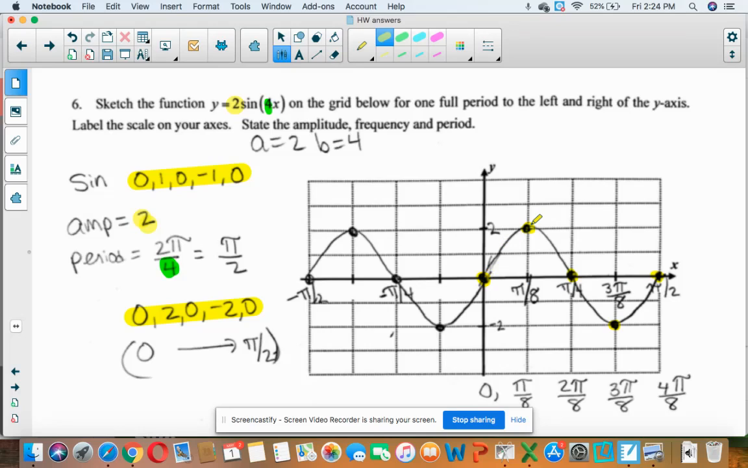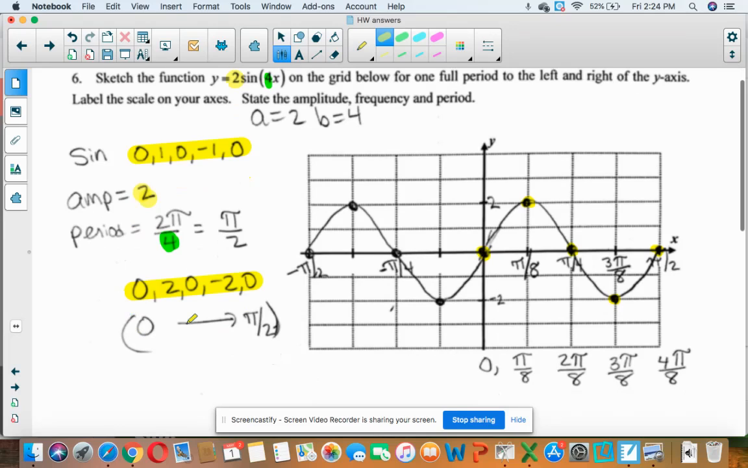So 0 is 0, pi over 8 is 2, pi over 4 is 0, 3 pi over 8 is -2, and pi over 2 is 2. So you can see I have one full wave of that sine between 0 and pi over 2, and then I just did the opposite values going this way between 0 and -pi over 2. Okay, so that's my sine graph right there.